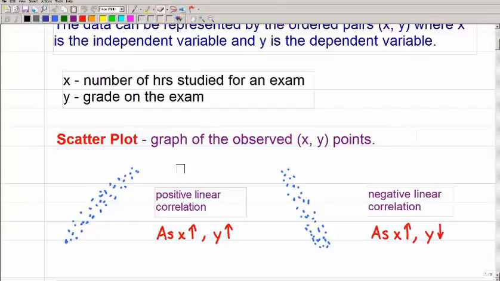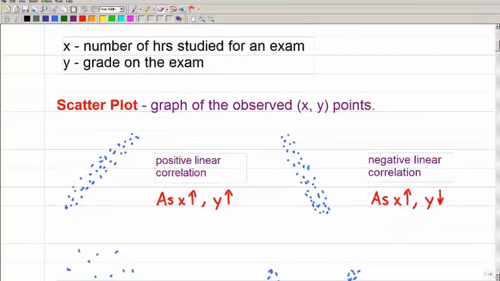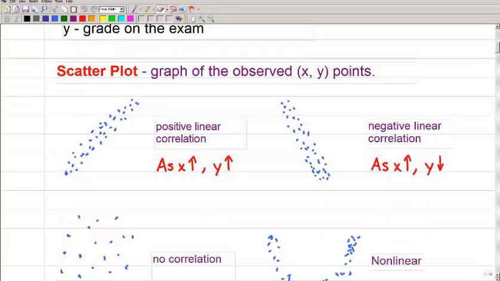See how the dots form almost a line? Positive linear correlation means as x goes up, y goes up. That's what you would expect for this model: as the hours studied go up, you would expect the grade on the exam to go up. Here's an example of negative linear correlation. See how these dots cluster together and form a line? Negative means the slope of the line is negative. It doesn't mean the values themselves are necessarily negative, although they could be. A negative linear correlation occurs when as x increases, y decreases.